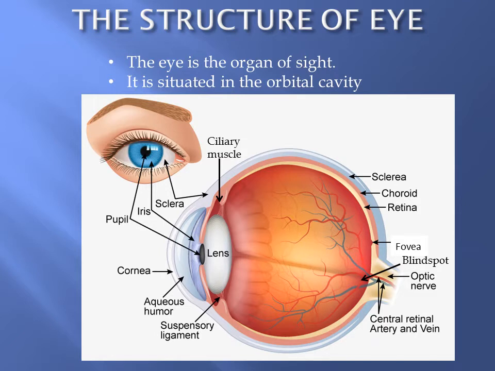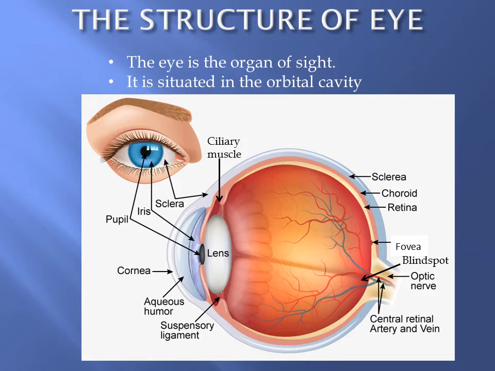Now let's see the parts of the human eye. So there are some external parts also, which we can see externally. So what are the eyelids and eyelashes? What is the function of eyelids and eyelashes?